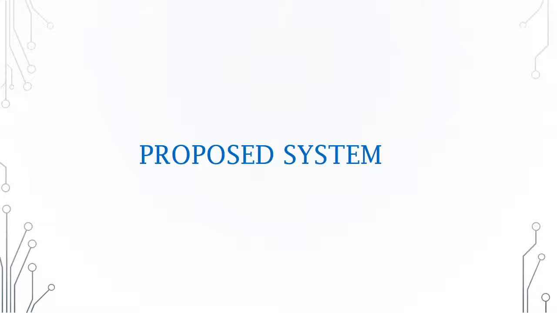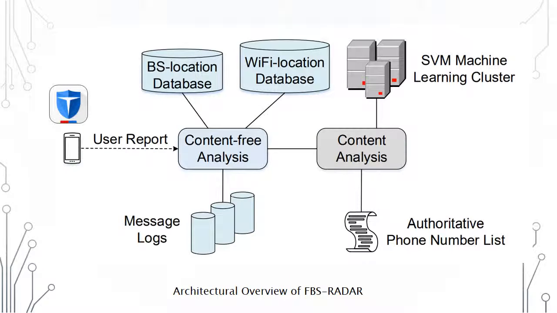Now let's delve into the system proposed in this paper for the FBS radar. Here we present the architectural overview of the FBS radar system. You can see the mobile user component generating the user report, which is sent to the cloud. The cloud-side implementation includes three functional components, including content-free analysis, content analysis, and an SVM machine learning cluster, along with four data components, including an authoritative phone number list, base station location database, Wi-Fi location database, and the message logs.